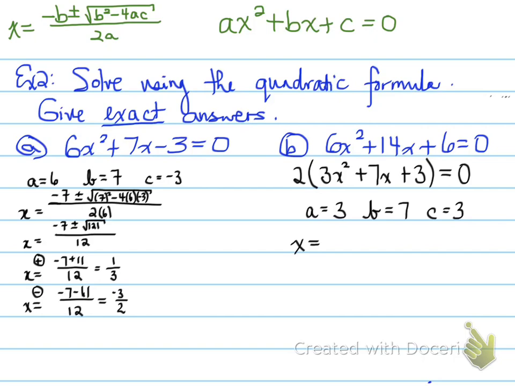X equals negative b plus or minus square root b squared minus 4ac all over 2a. So we're going to plug this in. Negative 7, negative b plus or minus square root 7 squared minus 4 times 3 times 3 all over 2 times 3.